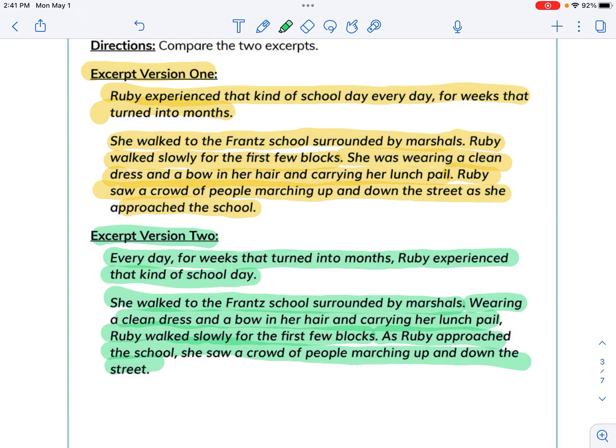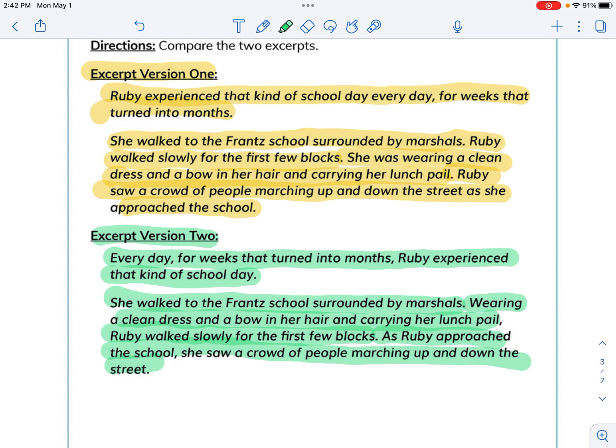How are these two excerpts similar? Yeah, most of the words are the same. Some of the words are in a different order. In the first one, the beginnings of sentences sound the same. The first word is always Ruby or she. In the second one, the sentences begin in different ways. One sentence starts with every day, another sentence starts with wearing a clean dress, and another sentence starts with as Ruby approached.